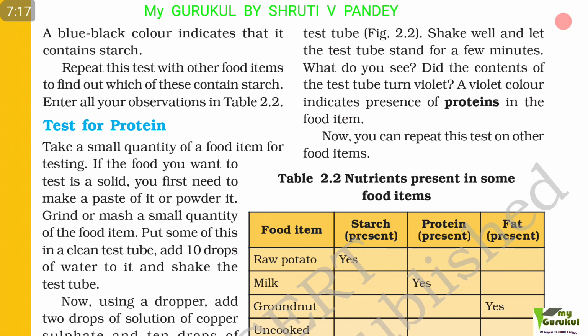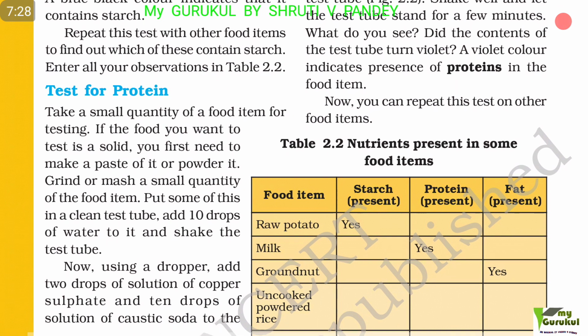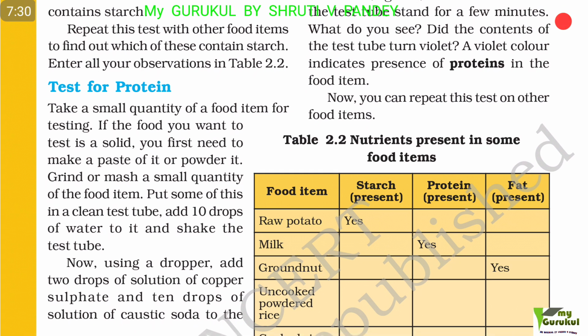So, test tube, shake well and let the test tube stand for a few minutes. What do you see? Did the contents of the test tube turn violet? A violet color indicates presence of proteins in the food item.